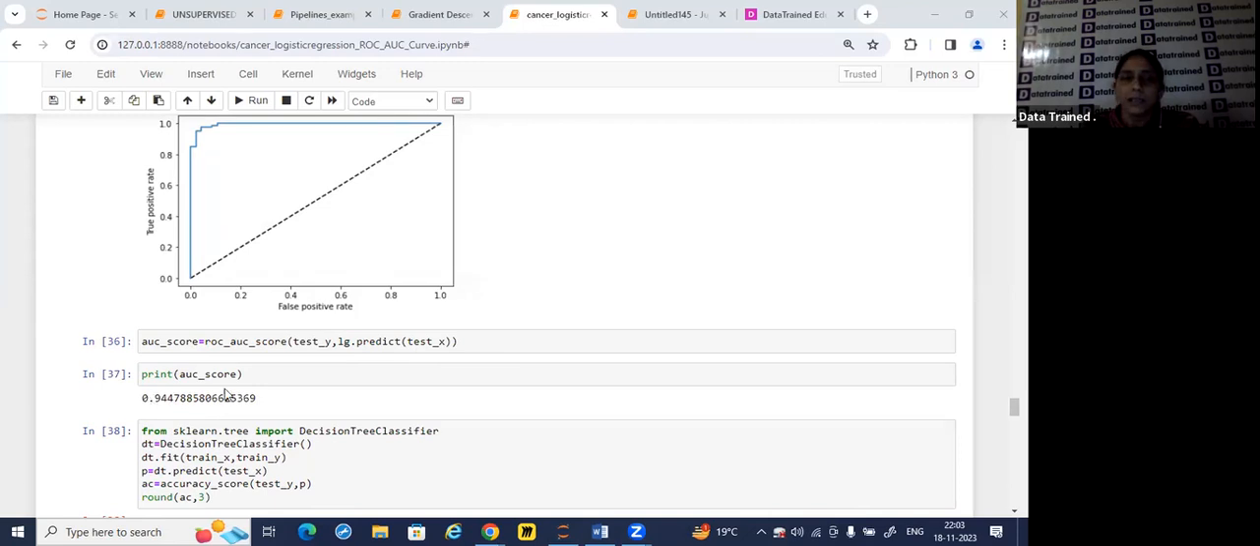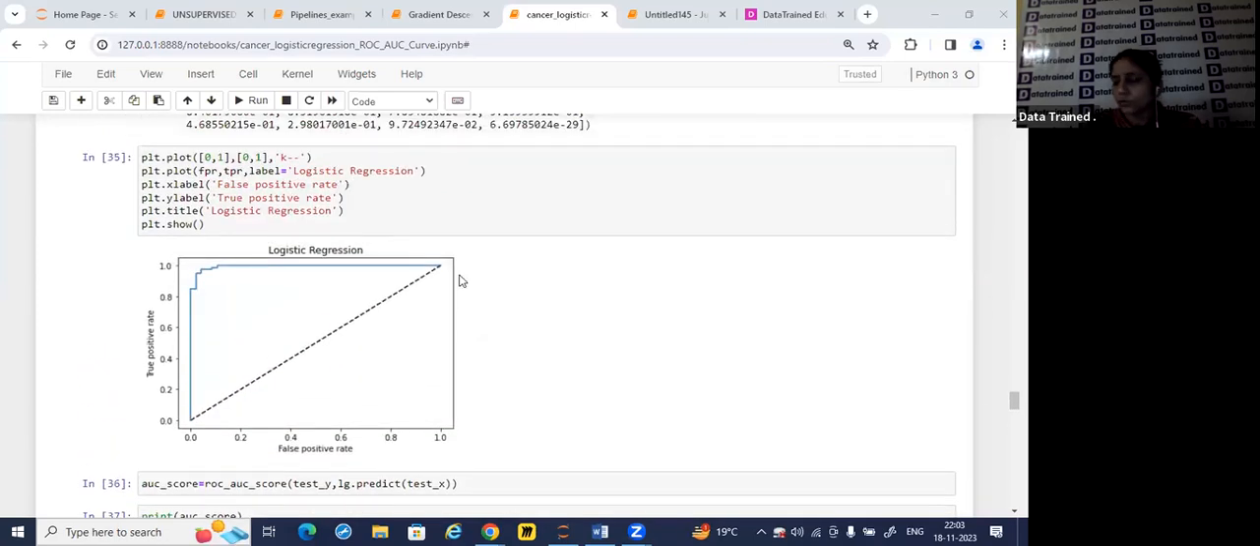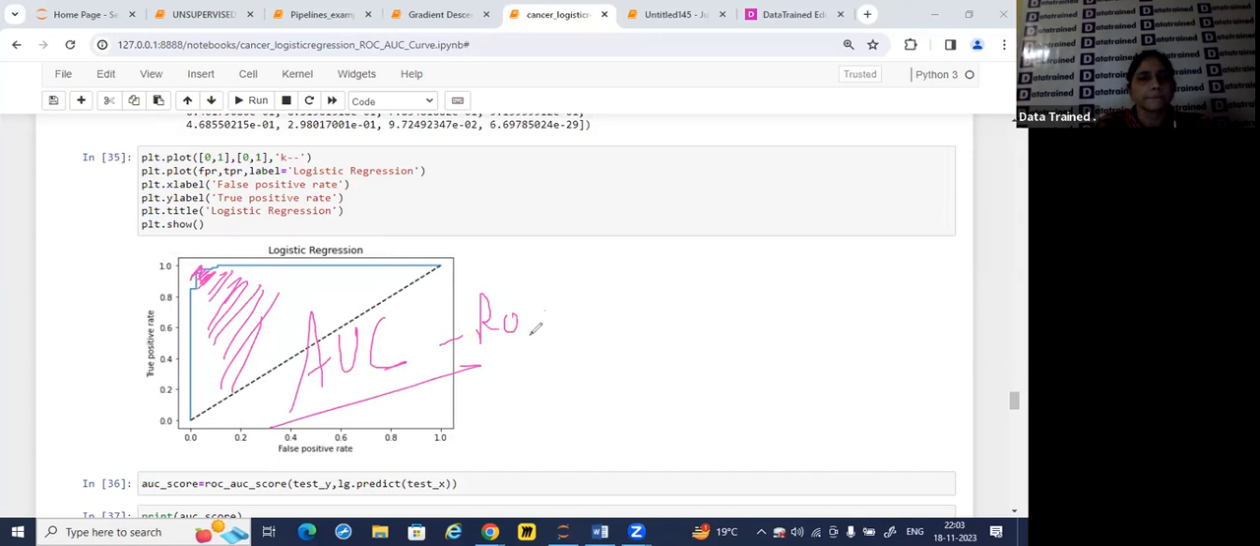0.94 means here it is saying 94%. Your score is 94%, your accuracy is 94%. So that's why there's some distortion coming here. So this one is the AUC ROC curve. Okay, so this much of your data is covered with logistic regression.